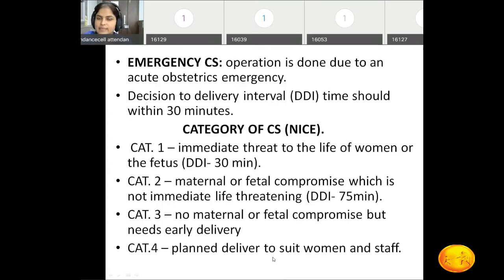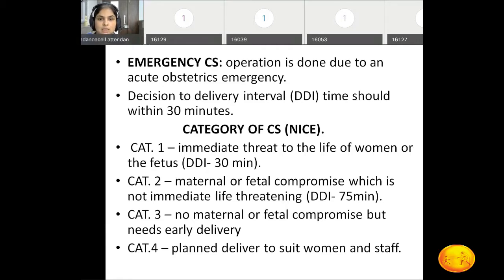So now emergency cesarean section. Emergency cesarean section is when the decision has been taken. It is basically an acute obstetric emergency. So in this, when the decision is taken, the decision to delivery interval should be within 30 minutes. Okay, so that is the DDI timing, which should be within 30 minutes.